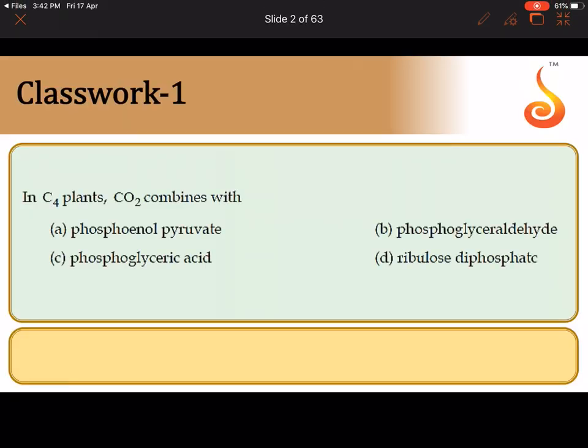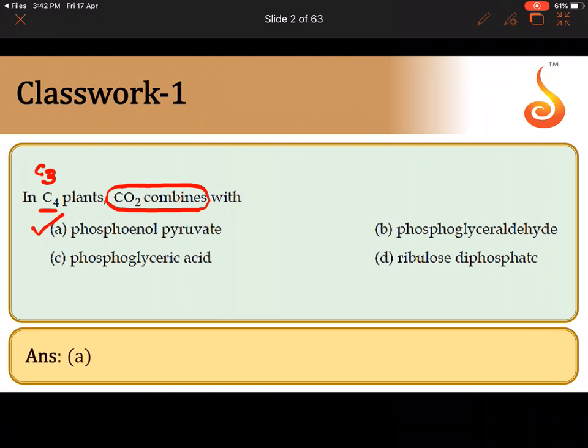In C4 plants, carbon dioxide combines with. Now please remember, they're asking you which is the primary carbon dioxide acceptor in case of C4 plants. If you remember, in C3 plants, the primary carbon dioxide acceptor was ribulose bisphosphate. Now, in case of C4 plants, it is phosphoenol pyruvate, which is a 3-carbon compound. So, the answer is phosphoenol pyruvate.